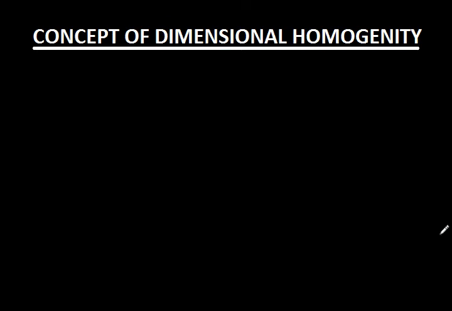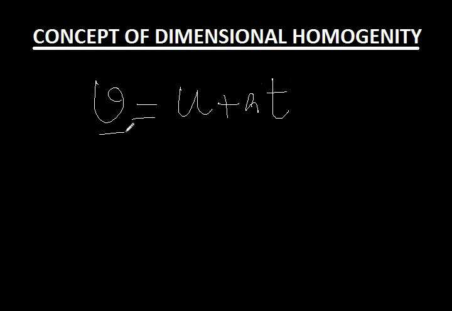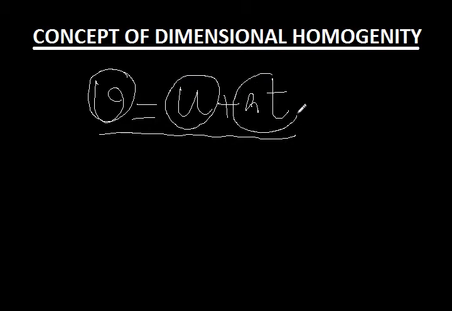Welcome students. We now come to our portion of concept of dimensional homogeneity. Now what we actually mean by homogeneity, I hope you understand that it is basically that if I write an equation, say something like this, V is equal to U plus AT. Whenever I write any kind of physical equation, it is bound to have same dimensional quantities of all the values that I have in the equation.